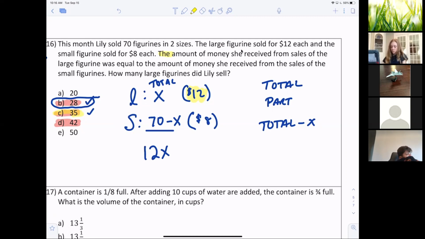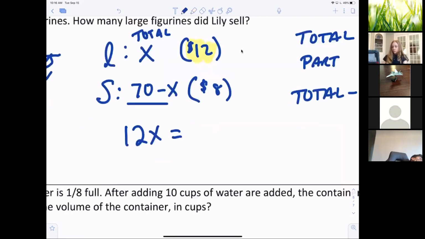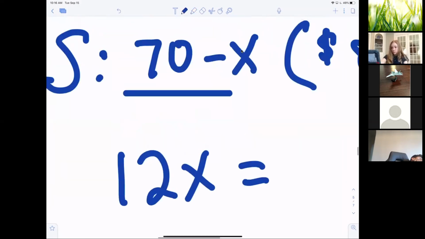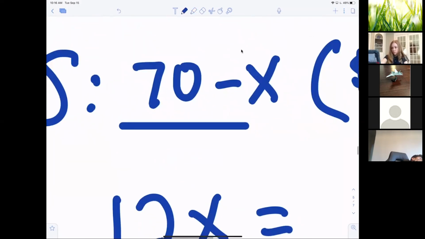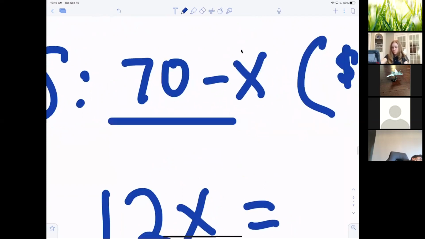The amount of money she received from the sales of his large figurines. Hold up. What comes next after equals? Thank you. Now the hard part. Keep going. So, how much money is she going to make off the small figurines? How many smalls did she sell? And how much does each one cost? So how much money did she make?